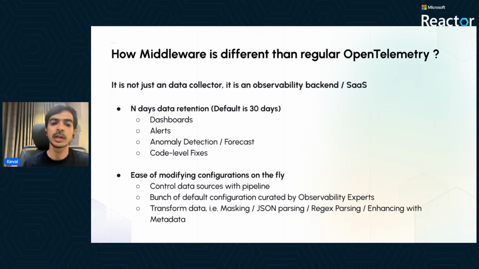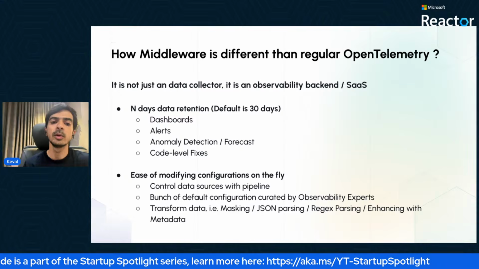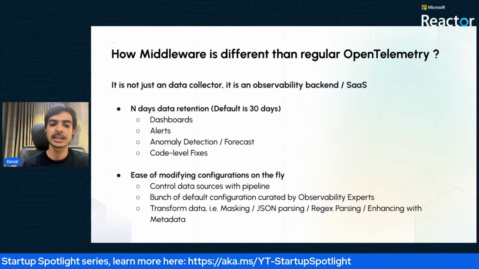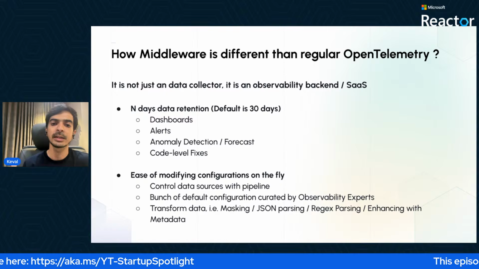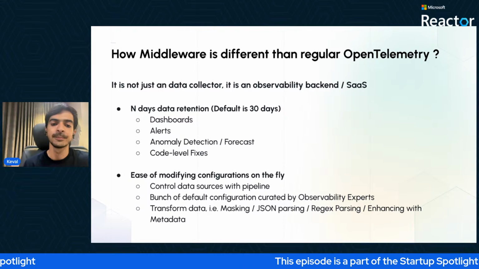You would like to visualize the data, and you would like to create alerts on top of it, so in case anything goes wrong, you can notify your team over email or Slack or Microsoft Teams or whichever is the comfortable platform. Once you have the observability backend and a good retention, then only can you do anomaly detection or forecasting on top of it, and the code level fixes that we discussed also come after the backend analysis of the observability data.